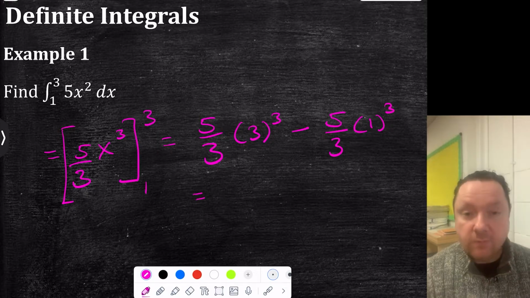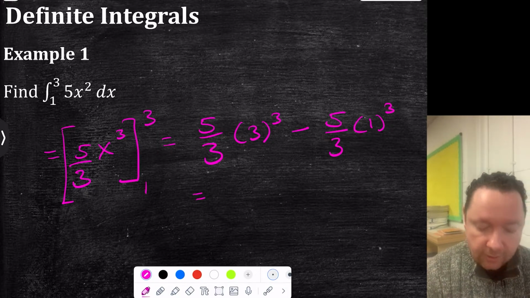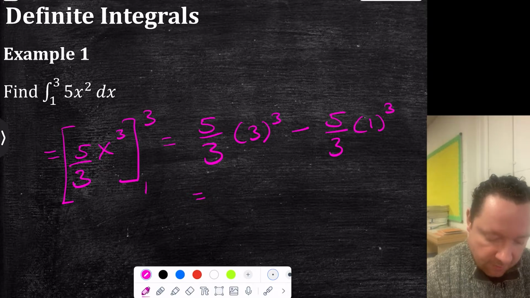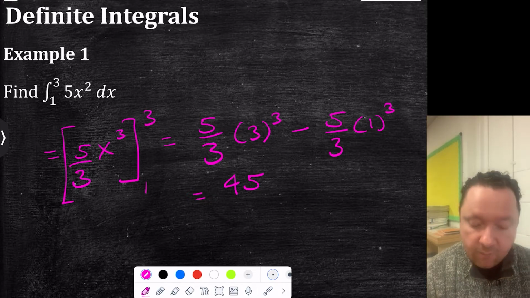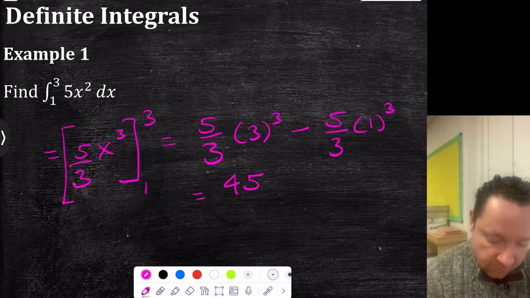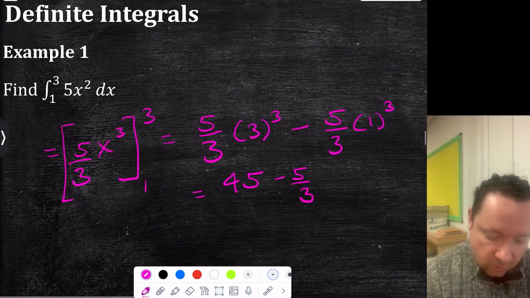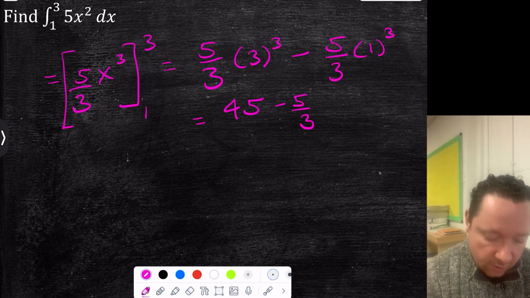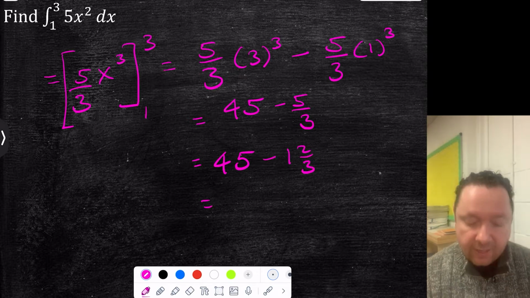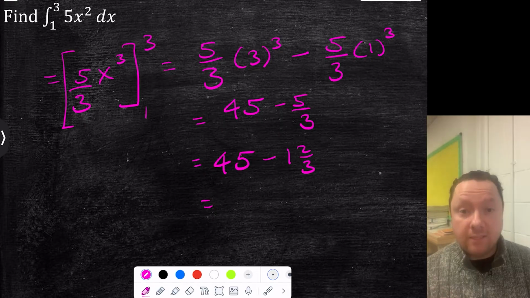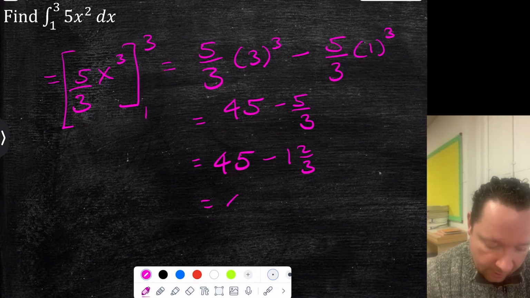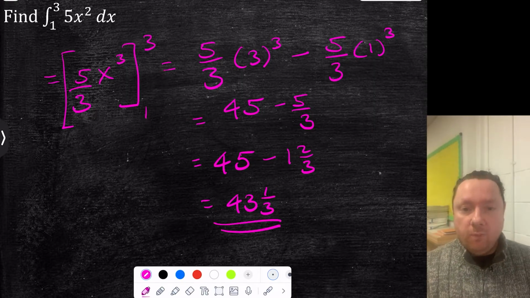So working out each of them separately, 3 threes is 9 times 3 is 27, divided by 3 is 9, times 5 is 45. You can use a calculator to help with that. 1 cubed is 1, so minus 5 thirds. So 45 minus 5 thirds, again, use a calculator, or I prefer to keep it all mixed numbers because it makes it easier. 5 thirds is 1 and 2 thirds, so I'm taking away 1 and 2 thirds. So 45 minus 1 is 44, minus another 2 thirds is 43 and a third. Or you could do it with improper fractions.